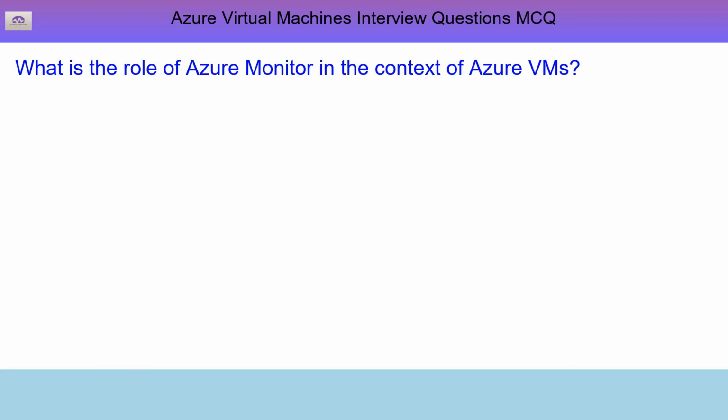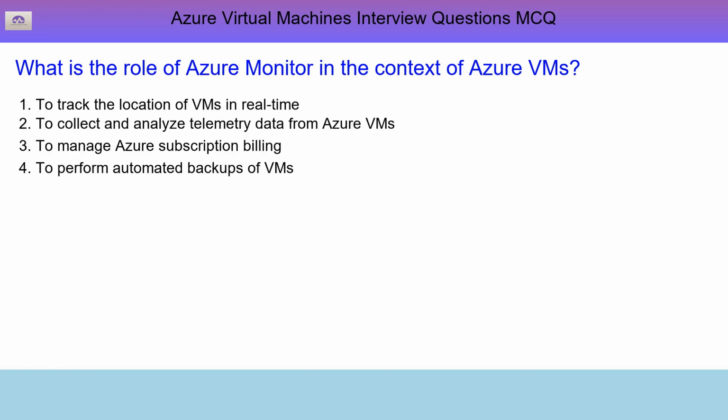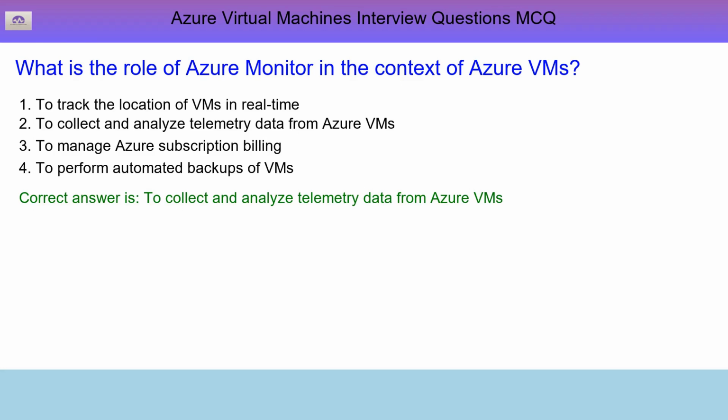What is the role of Azure Monitor in the context of Azure VMs? Here are your options. 1. To track the location of VMs in real time. 2. To collect and analyze telemetry data from Azure VMs. 3. To manage Azure subscription billing. 4. To perform automated backups of VMs. The correct answer is to collect and analyze telemetry data from Azure VMs.